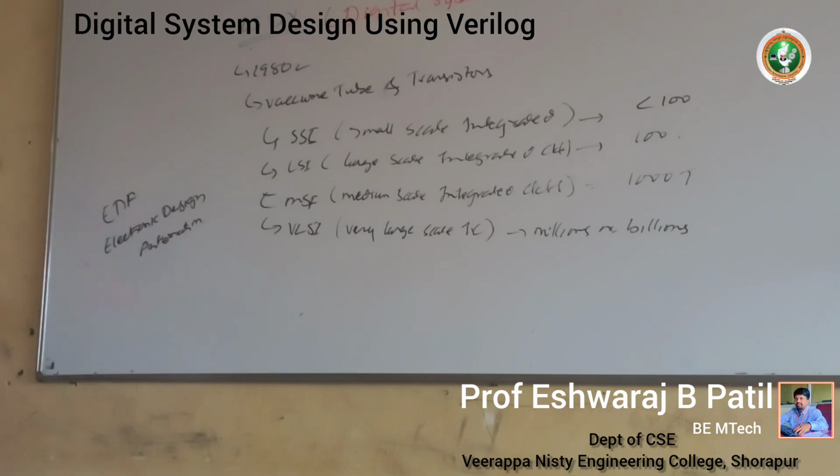This will check only the hardware components, whether my IC is working properly or not. If my IC is for an OR gate, or if it is for an AND gate, I have to check whether this IC is working properly or not. This will be done with the EDA tool, the electronic design automation tool.